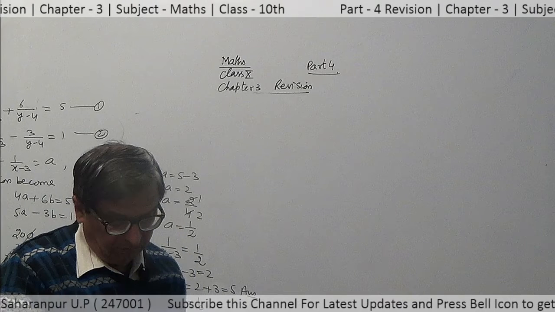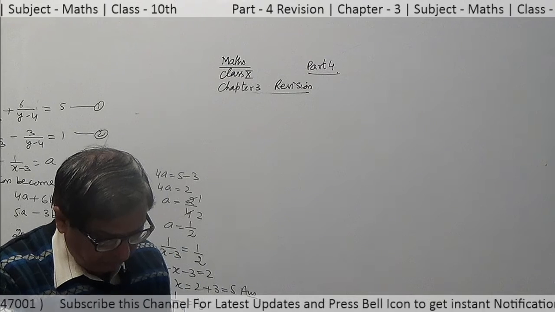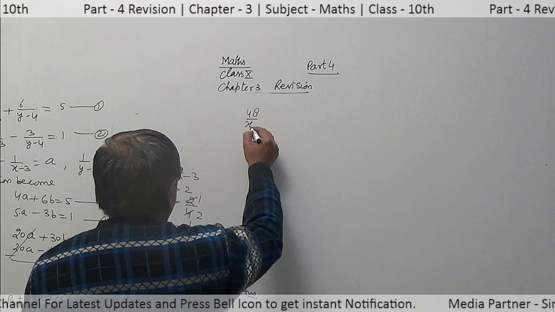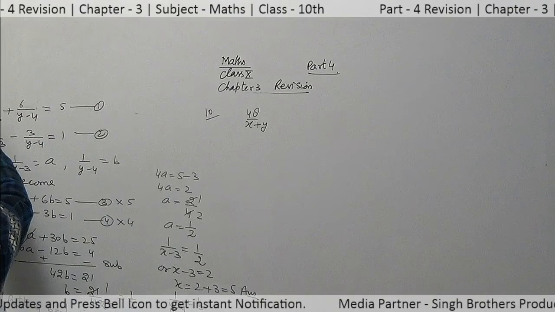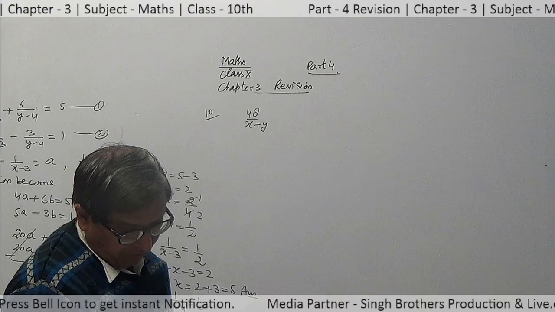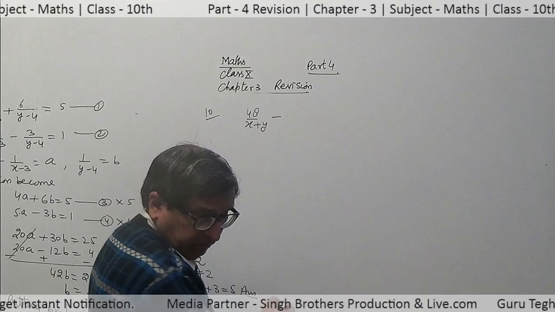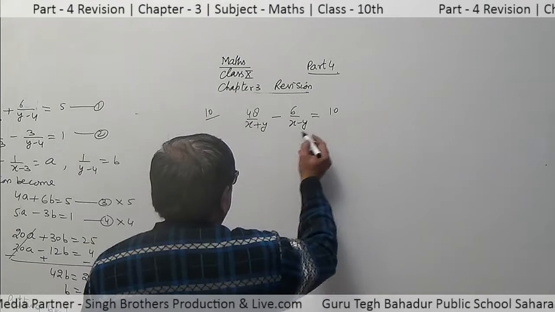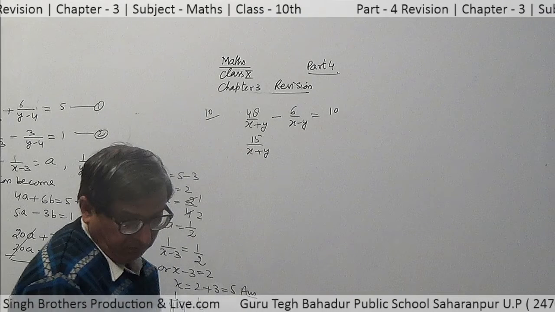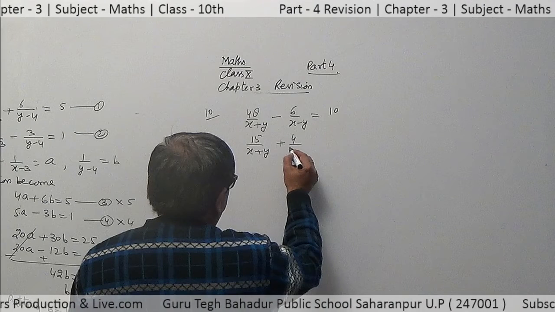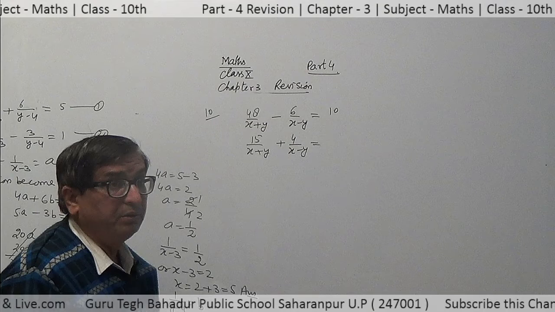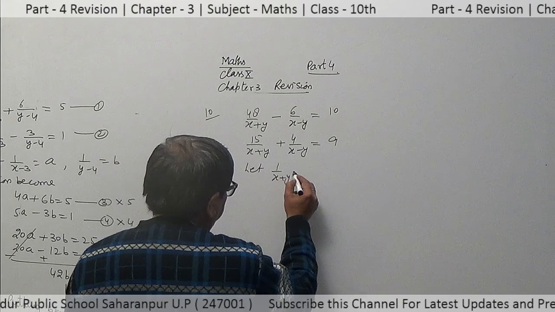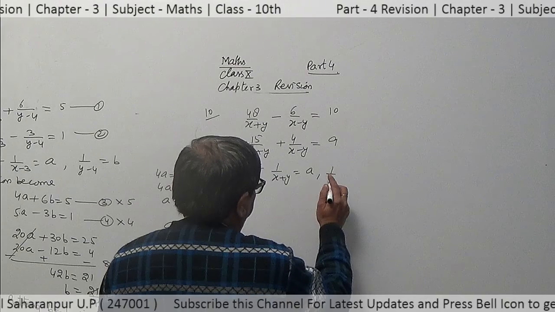Let us take one more question of this type. This was question number 9. 48 upon x plus y minus 6 upon x minus y is equal to 10, 15 upon x plus y plus 4 upon x minus y is equal to 9. Let 1 upon x plus y is equal to a, 1 upon x minus y is equal to b.